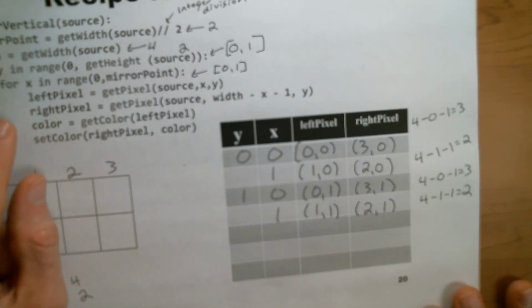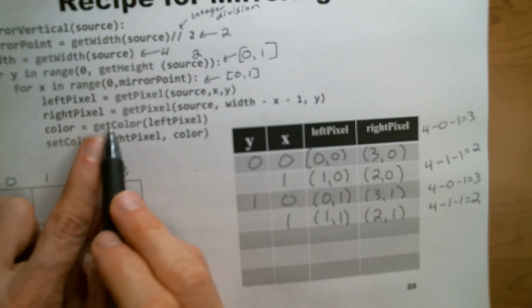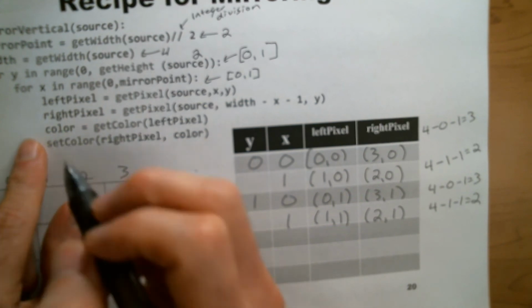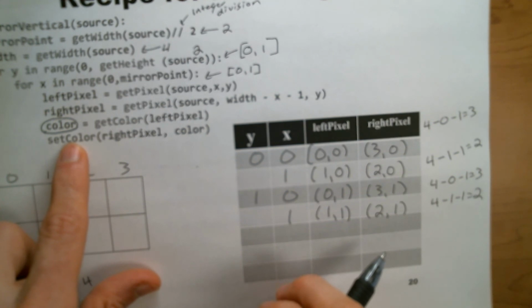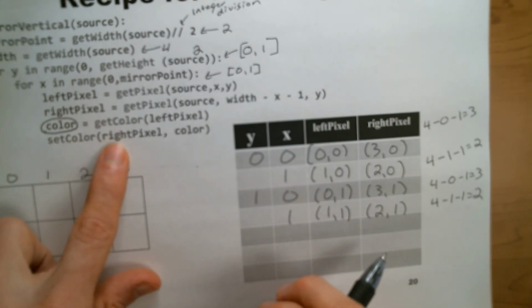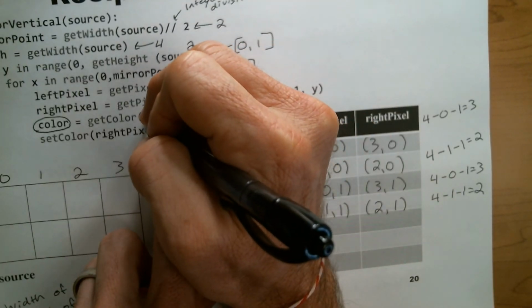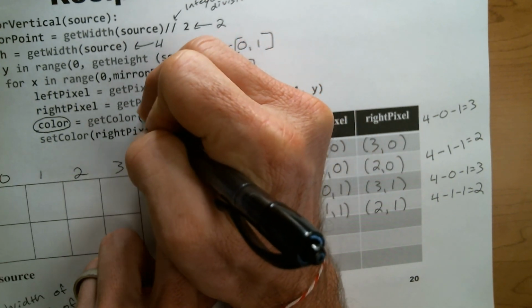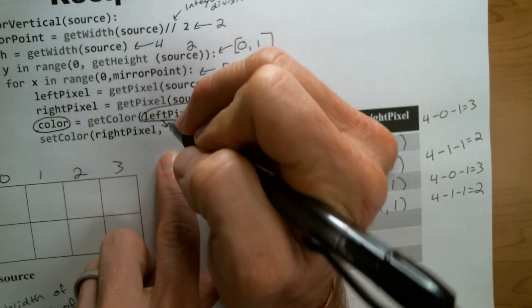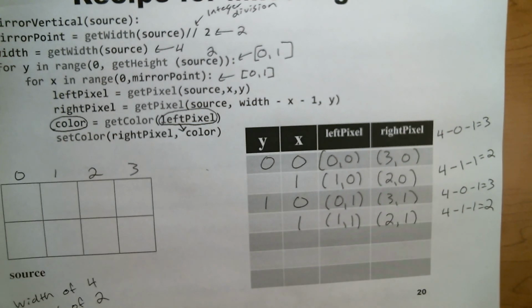Now, let's focus on what's actually happening. All right, so this is saying get the color of the left pixel and save it in this variable color. Then this is saying, all right, set the color of the right pixel to this variable color, which is effectively the left pixel. So left pixel is basically being copied over onto right pixel. So we're clearing out whatever was in right pixel, and we're placing left pixel in that spot.